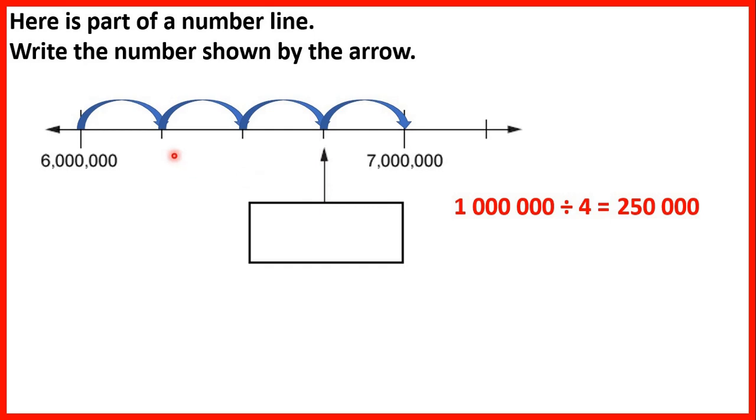250,000. So what that tells us is that each of these little lines represents an increase of 250,000. So this line here will be 6,250,000. This line here, 6,500,000, so 250,000 more. And that means that this line here, which the arrow is pointing to, will be 6,750,000.